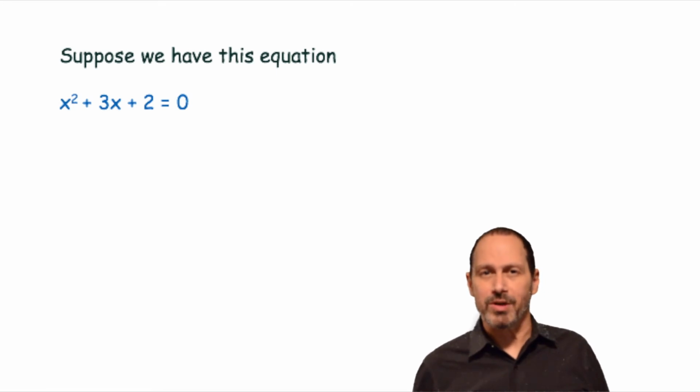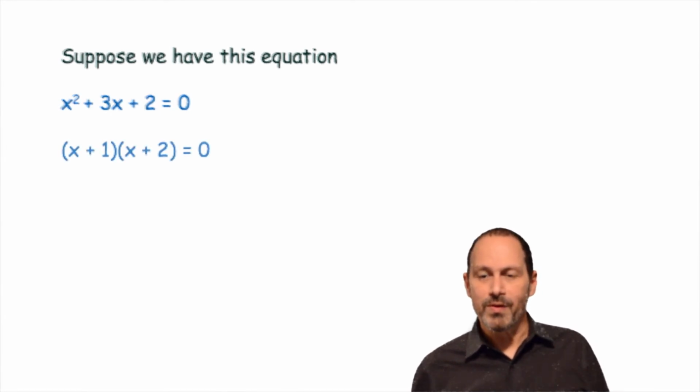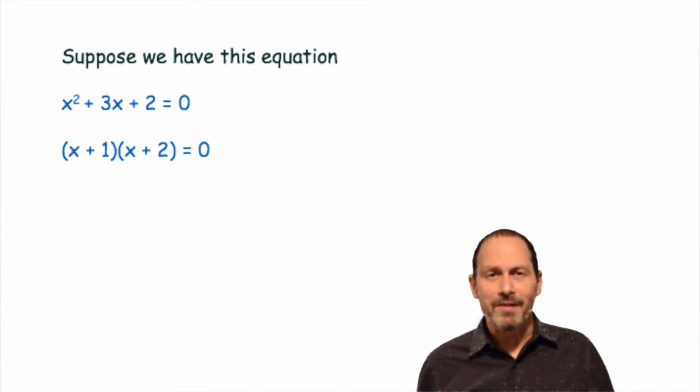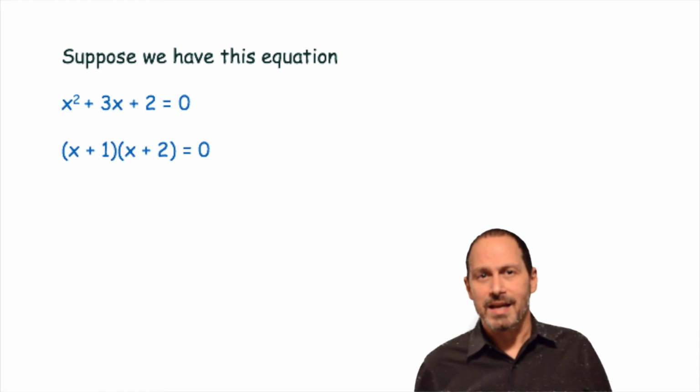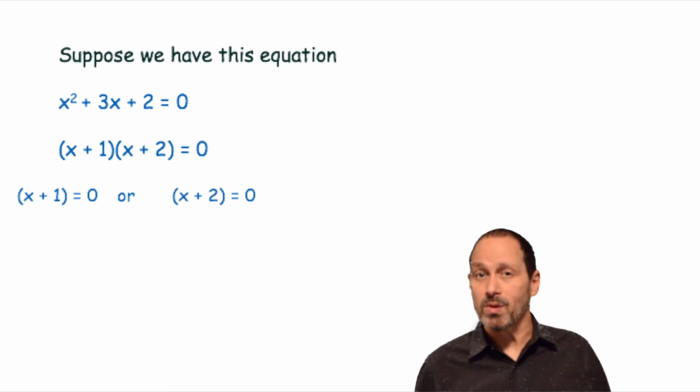Suppose we have this equation, x squared plus 3x plus 2 equal to 0, and then we want to solve this equation. Well, then we can factor the left side of the equation, the trinomial, and express that as the product of its factors. So that will be x plus 1 multiplied by x plus 2. Now, the fact that we have two factors that multiply to 0 means that one of them is 0 or both of them are 0. We call that an inference.